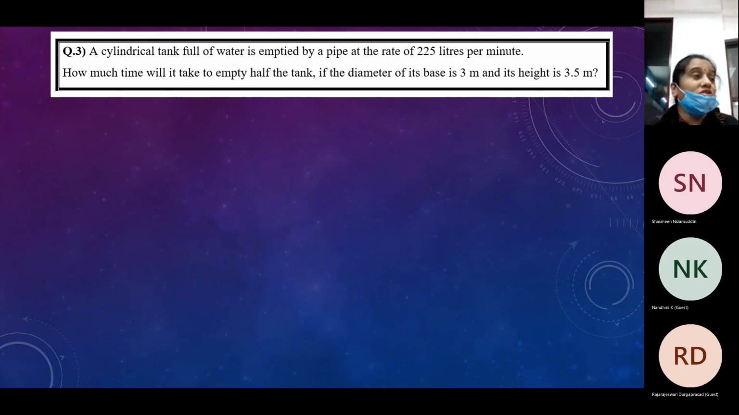And now you don't know the shape of the tank, right? But you can see the values given for the tank. The diameter is 3 and the height is 3.5. So what should it be? Now don't say conical. It's given in the beginning also, a cylindrical tank full of water. You can see it here. So it's a cylindrical tank. The diameter and height is given. So for a cylinder, what do you need? Radius and height. That's given to you.